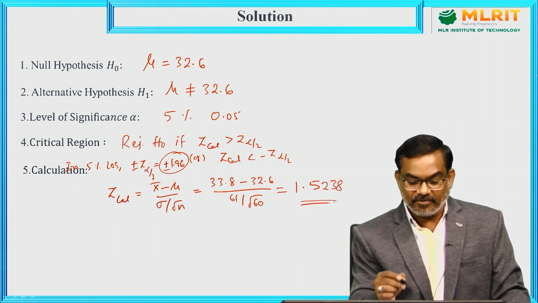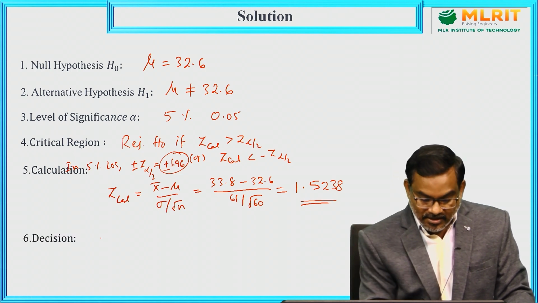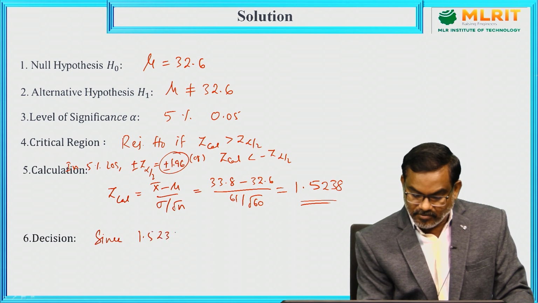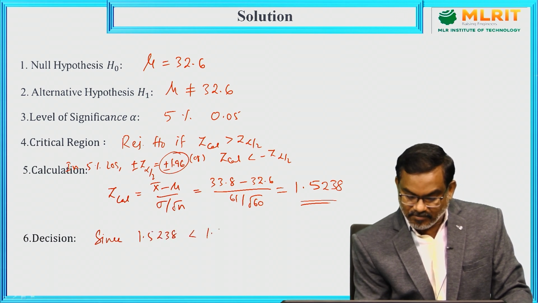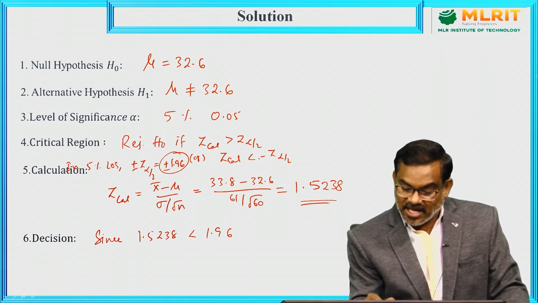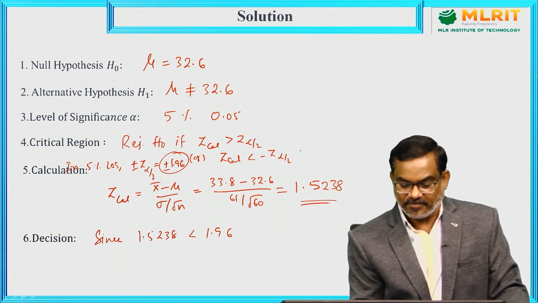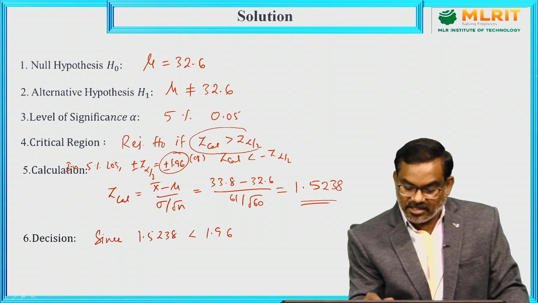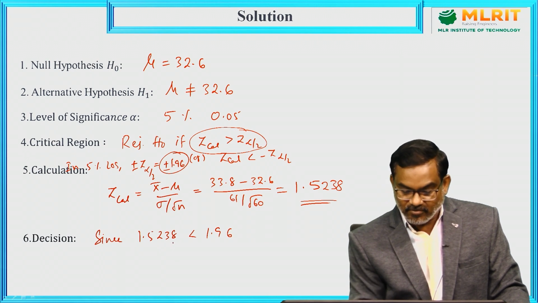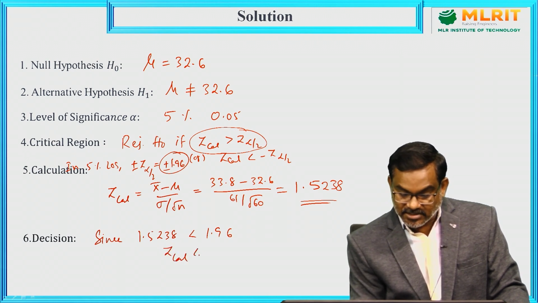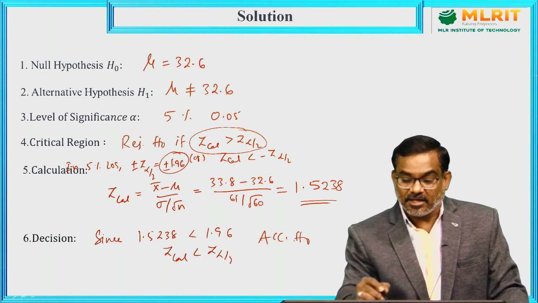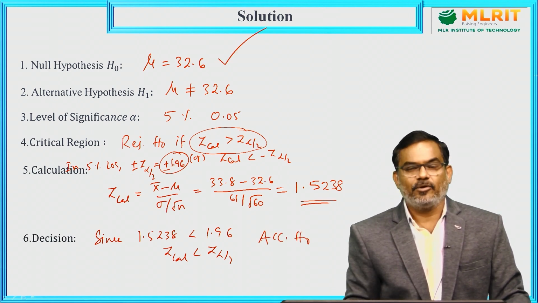So, we compare with the positive tabular value, and since our calculated value is less than 1.96, the tabular value: if Z calculated is less than minus Z alpha by 2, or Z calculated is greater than Z alpha by 2, we can reject the null hypothesis. But here what we got, Z calculated is less than Z alpha by 2. Therefore, accept H naught, that means work time is 32.6.